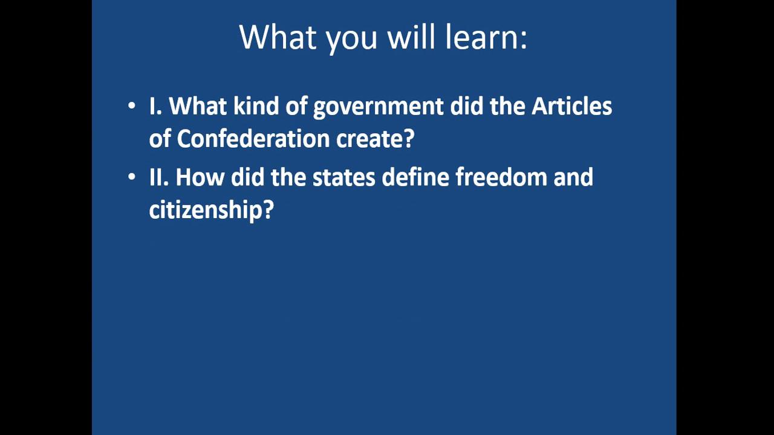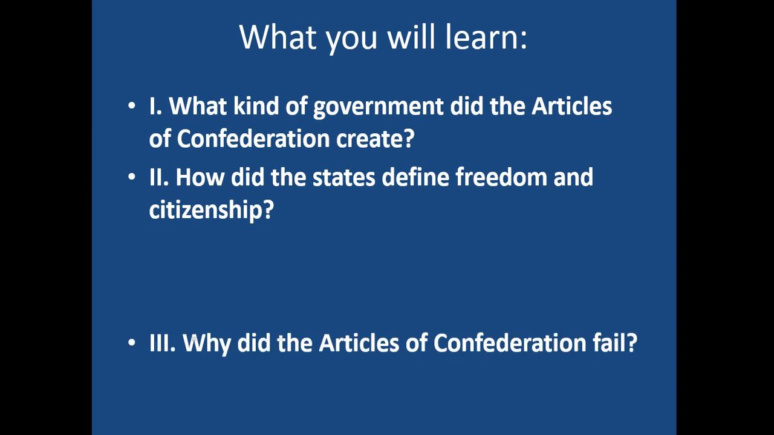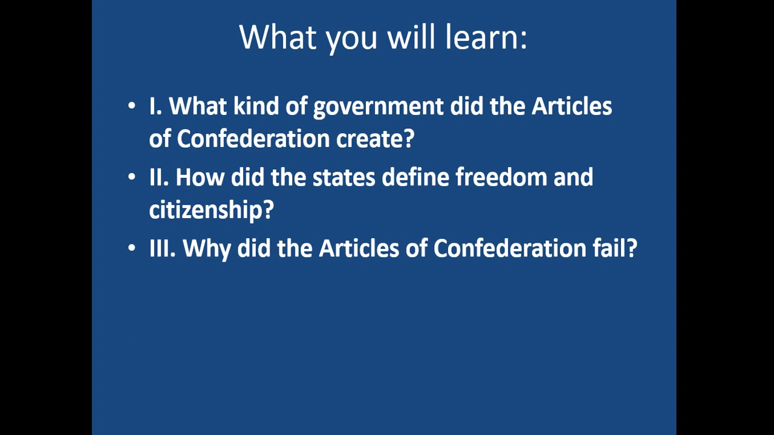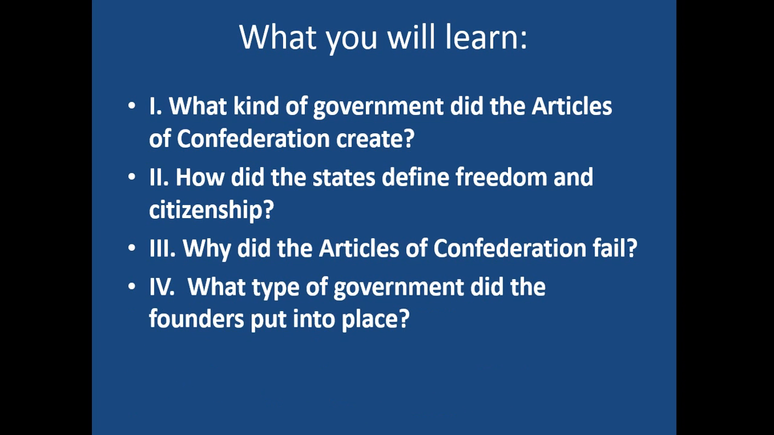The second thing is, how did the states define freedom and citizenship? Because each state had a part in playing what type of government the United States was going to have. We'll also look at why the Articles of Confederation failed. And we'll also look at what type of government did our founders put into place. And that, of course, is the Constitution. And the Constitution, we will spend some time looking at the provisions of the Constitution.